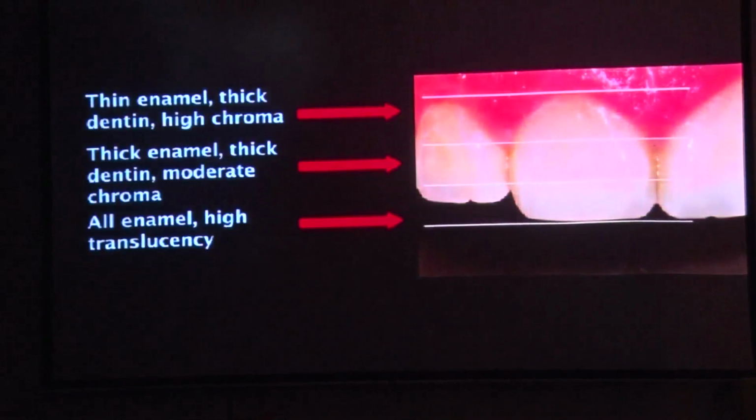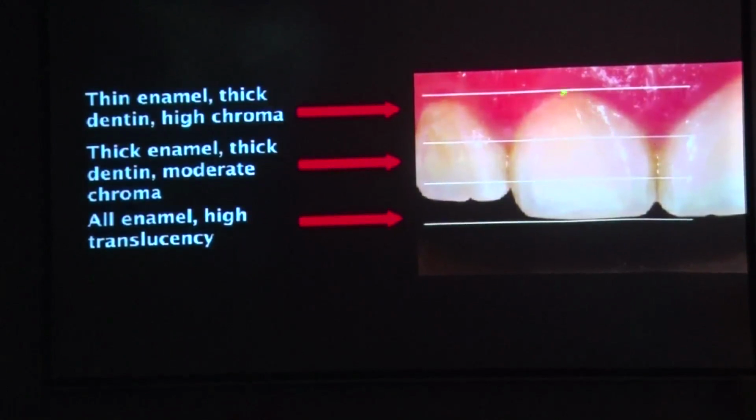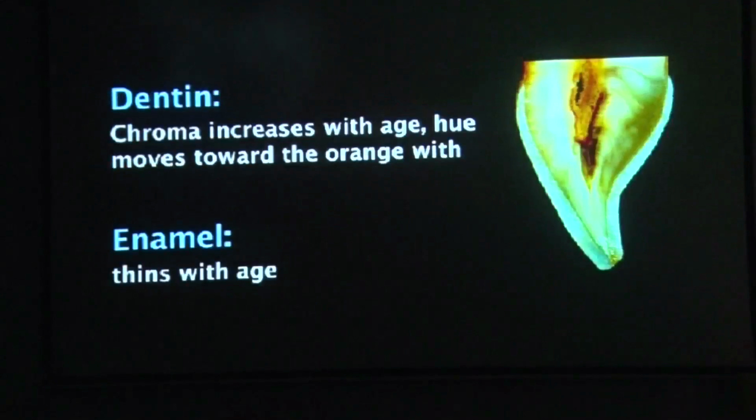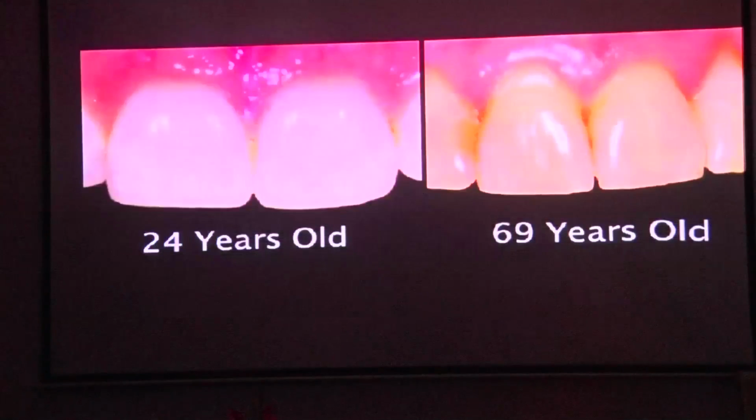So clinically, if I look at this tooth, enamel is more thin here. Dentine is a lot. That's why you see a lot of color here. So that's why it's highly chromatic. Now as you come down, enamel thickens and dentine tapers. And as you come even further down, you see a lot of translucency. So with age, chroma increases, hue moves towards more orangish, and enamel thins with age. This is one thing which you should understand.